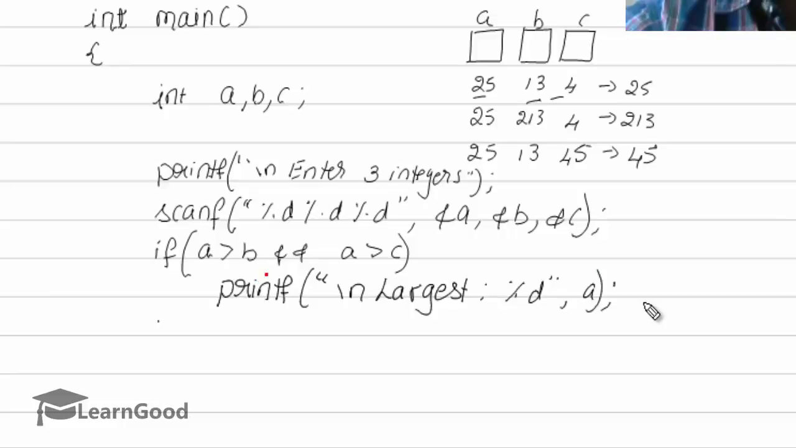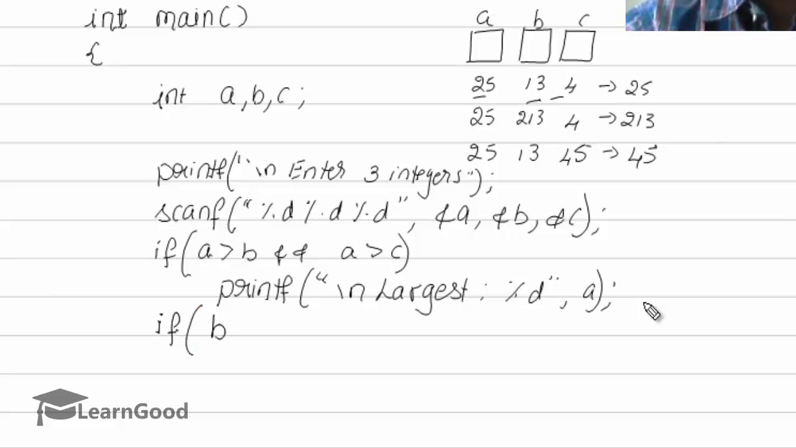In the first case, 25 is greater than 13, the condition is true, and 25 is greater than 4, that condition is also true. Both the conditions are true, so it will display 25 as largest. Whereas in the second case, 25, 213, and 4, 25 is greater than 213, the first condition itself is false. And when you use an and, if any one is false, the whole condition is going to be false. So in that case, it comes and checks the next if.